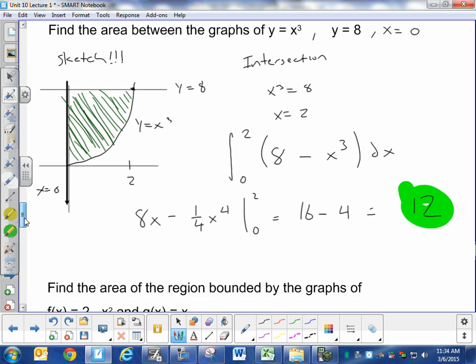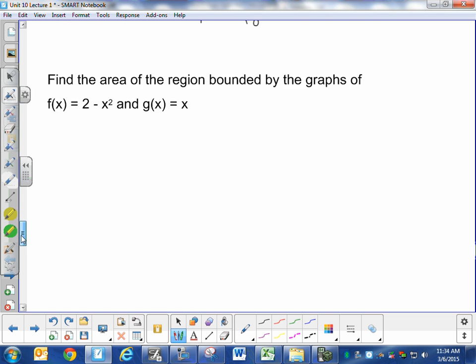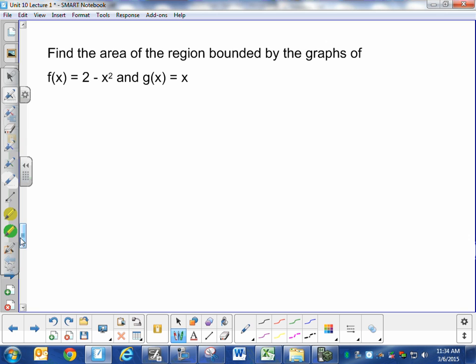Well, maybe I don't give you any vertical lines, any boundaries. Maybe just graphing these two equations, you'll see there is a distinct area that will have distinct boundaries, and you just need to find where to start and where to finish based off of the intersections of these two graphs.